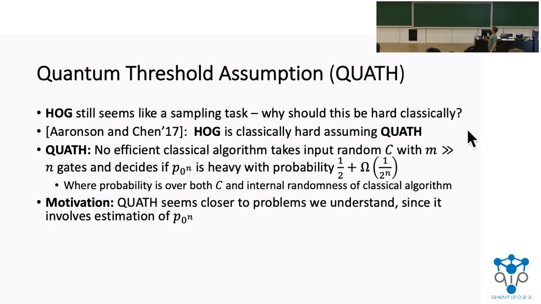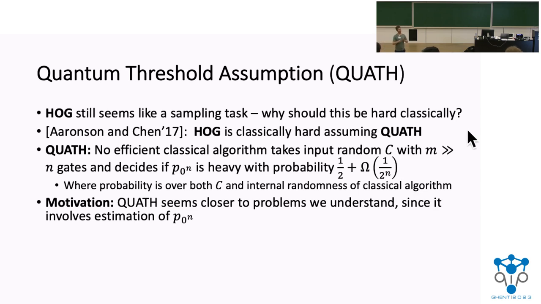Right. So now, have we made progress here? It seems like we've taken one problem that was like a sampling problem, this HOG problem, which we didn't really understand why it should be hard, and we've reduced it from another problem which seems a little bit non-standard, about computing an estimate to the output probability of a random circuit, but that only works with exponentially small bias. Well, I think the reason that Aaronson and Chen think progress is being made here when we consider QUATH is that it seems a little bit closer to problems we understand, since it involves the rough estimation of the output probability of the circuit.